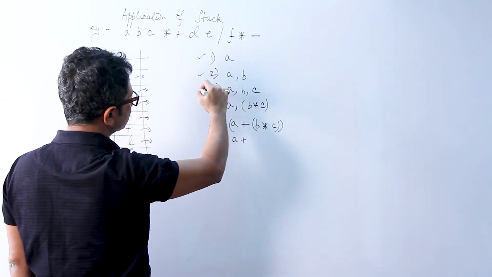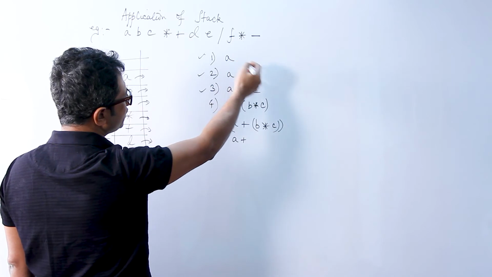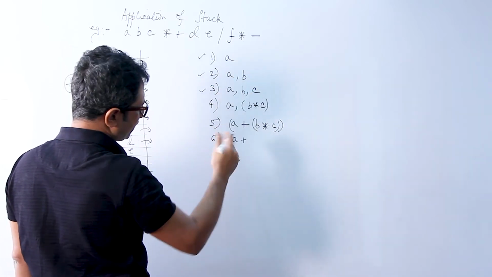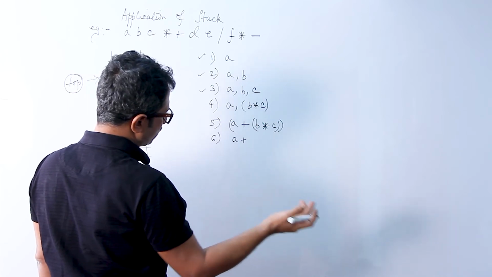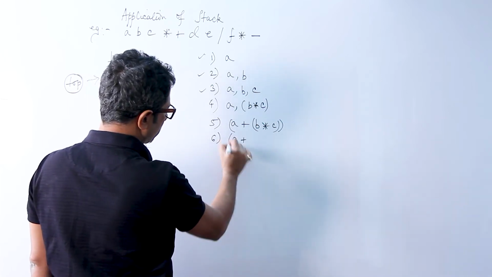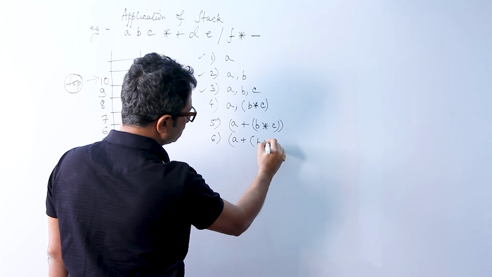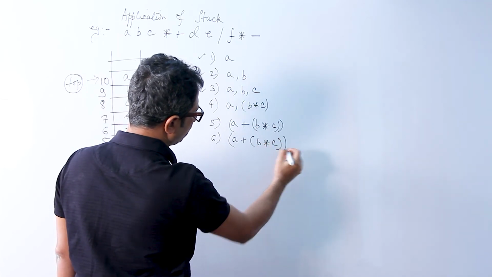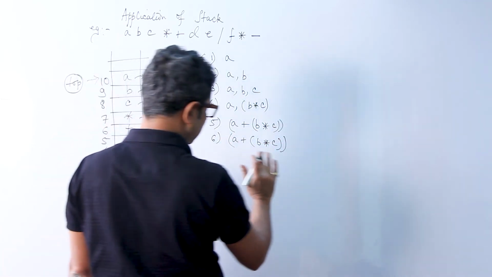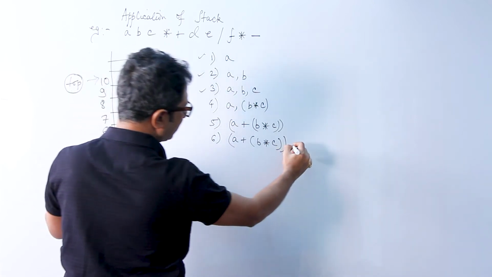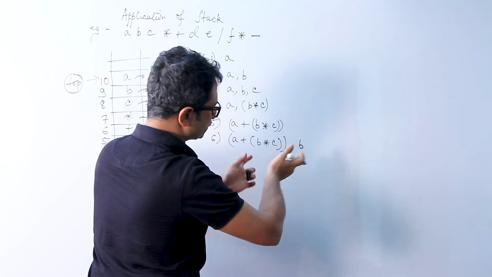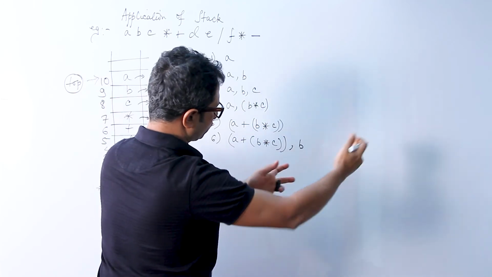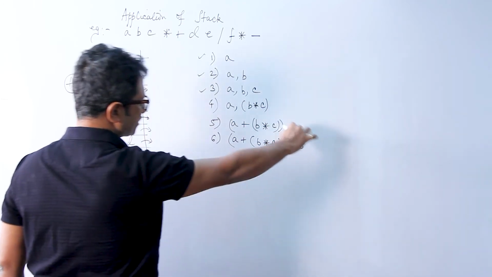In this case, when we encounter operands, we'll just push them onto the stack, in the normal discipline followed in a stack data structure. A plus B star C is the one element which exists on the stack till now, and above that I will push B. So this right portion can be thought of as the top part of the stack. So B is the topmost element of the stack now.